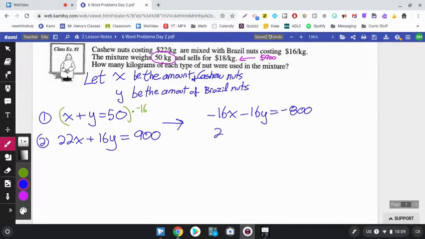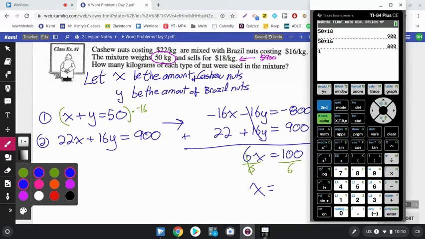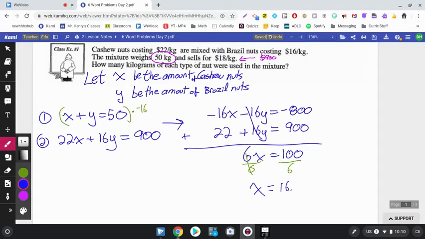Okay, the bottom equation was untouched. But it works out because now I have that same coefficient, but one's positive, one's negative, so it crosses out. Add everything down, you get 6x equals 100. Okay, and I can find now x, which is the amount of cashew nuts, which is 100 divided by 6. 16.6 repeating. So let's just write it as a decimal. 16.6 repeating. Awesome.